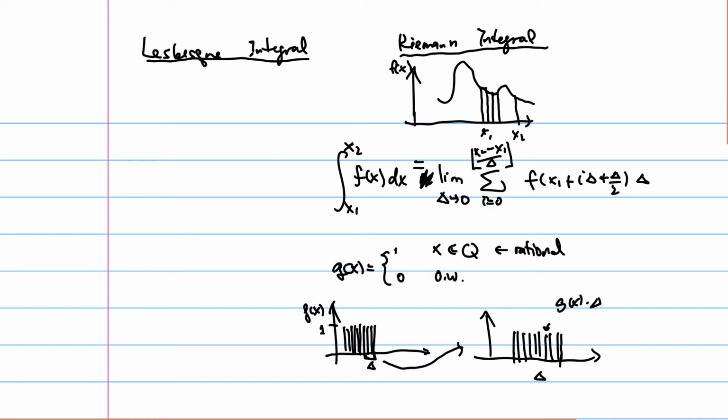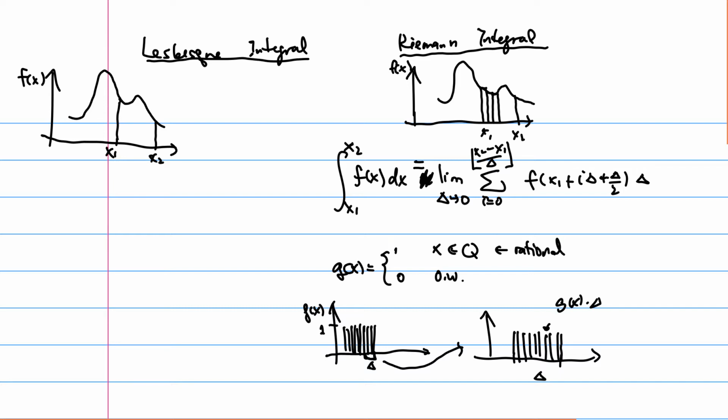So the rescue comes from the Lebesgue integral. Basically, the Lebesgue integral computes the area in a different way. Let me sketch another f(x) again. The shape is a little bit off, but it's okay. So again, we would like to compute the area underneath f(x) from x1 to x2.